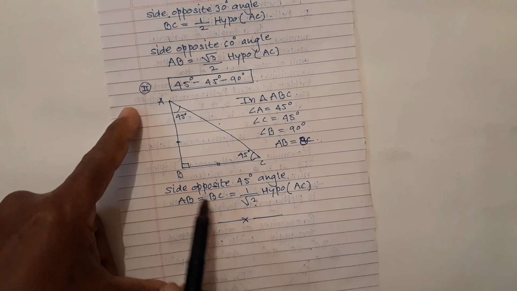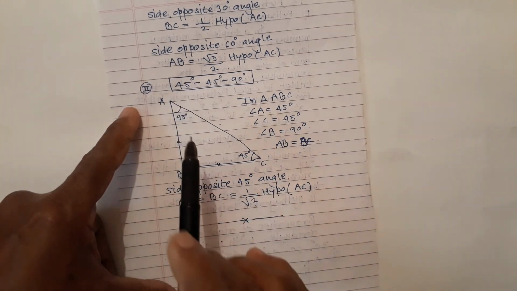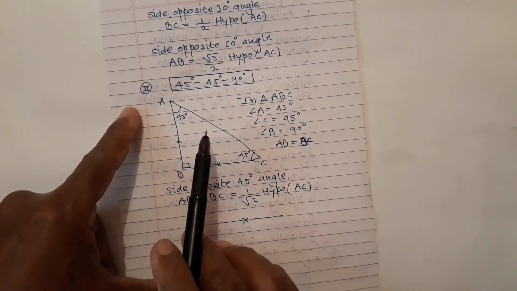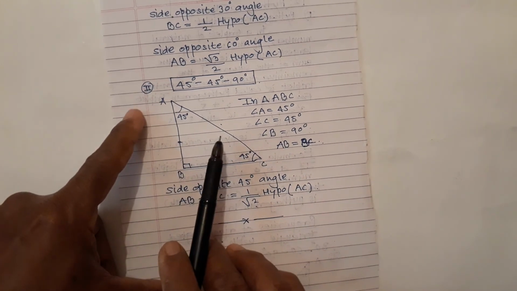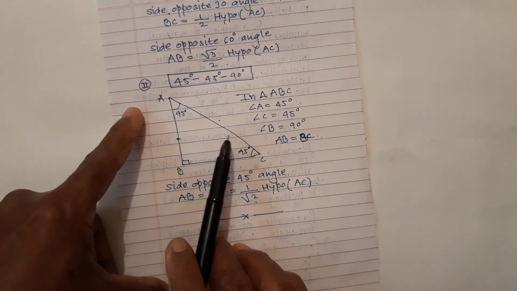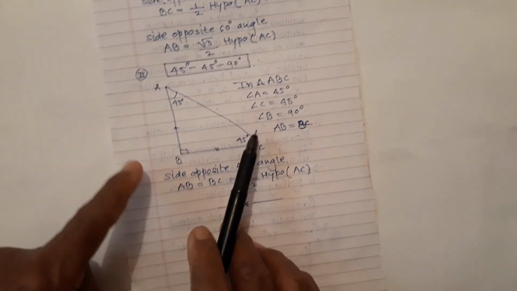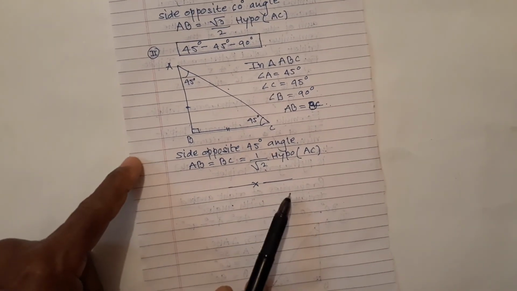Okay, so these properties of a typical right angle triangle are very important. Learn these properties by heart. Okay, so today it is enough.